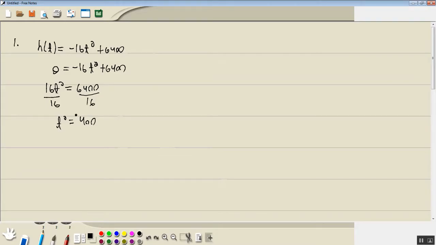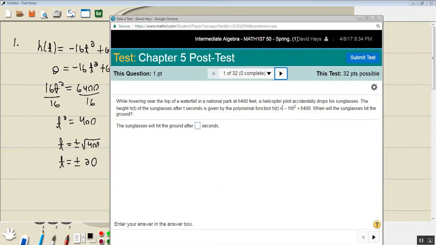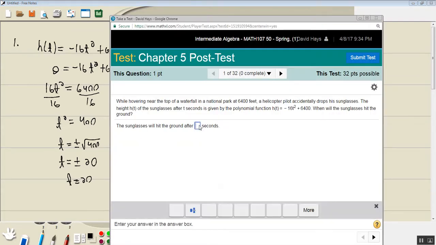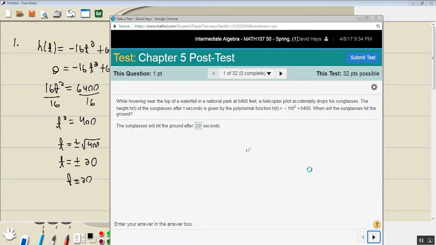400. And then the square root property says if you got something squared equals something else, you drop your squared and you put a plus or minus square root on the other side. And 20 times 20 gives you 400, so this gives me plus or minus 20. Now you can't have a negative time, assuming t is time after t seconds. So that means that our answer has to be t is equal to 20. And on to the next problem.